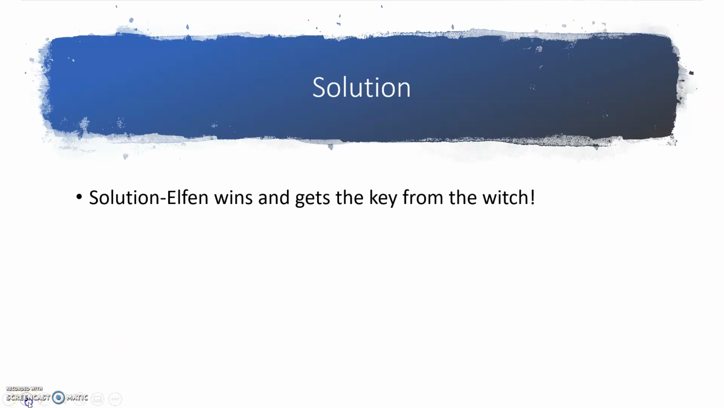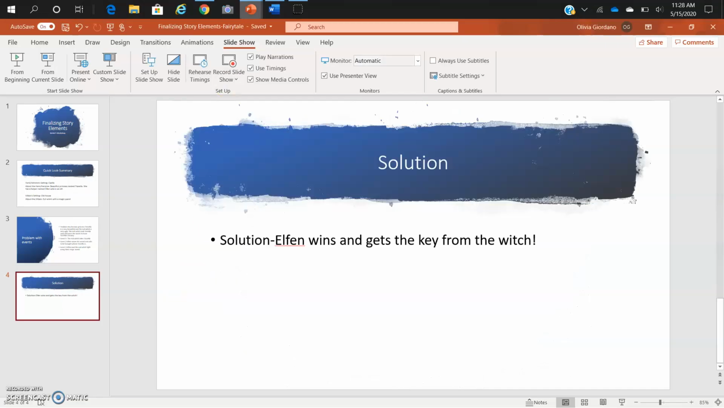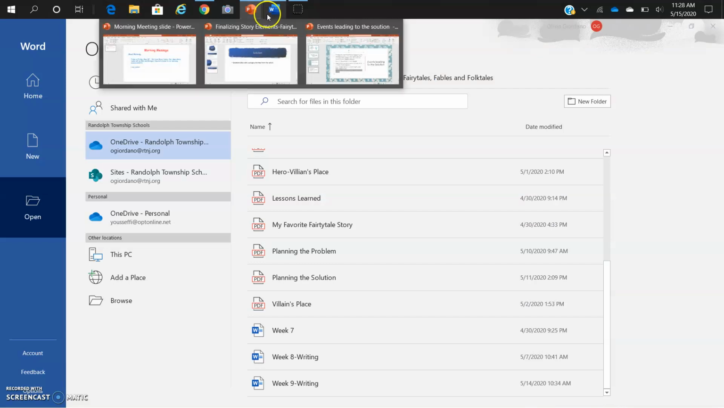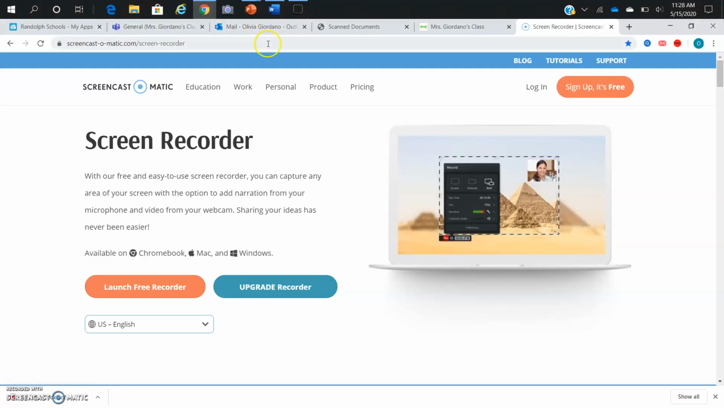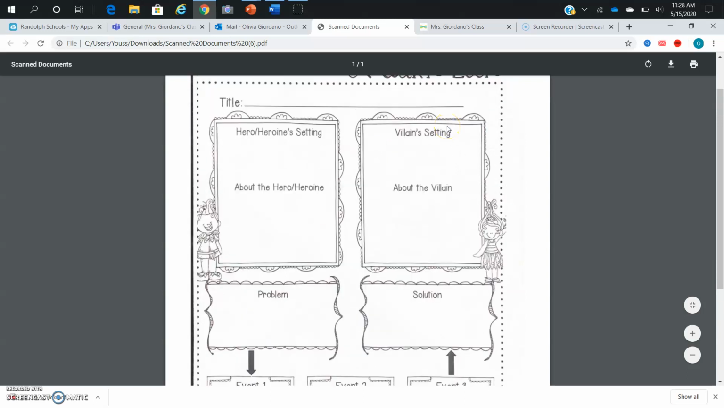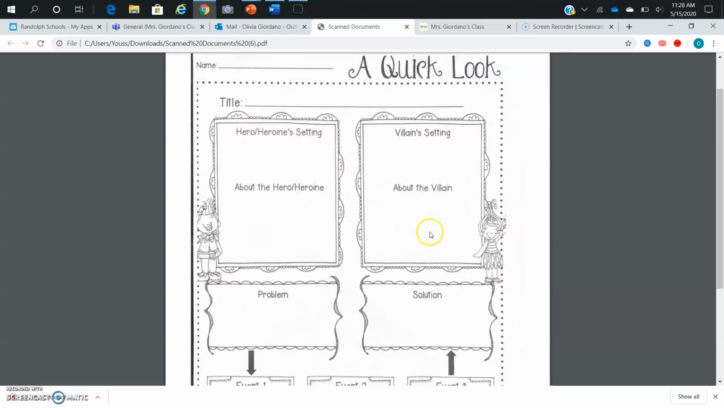So today, this is what you are going to see. Here it is. This is called a quick look, and this is what I was just talking to you about. You're going to put the title at the top. You're going to fill in your setting for your hero/heroine, then jot down a little bit about your hero/heroine. You are also going to include the villain setting and about the villain.